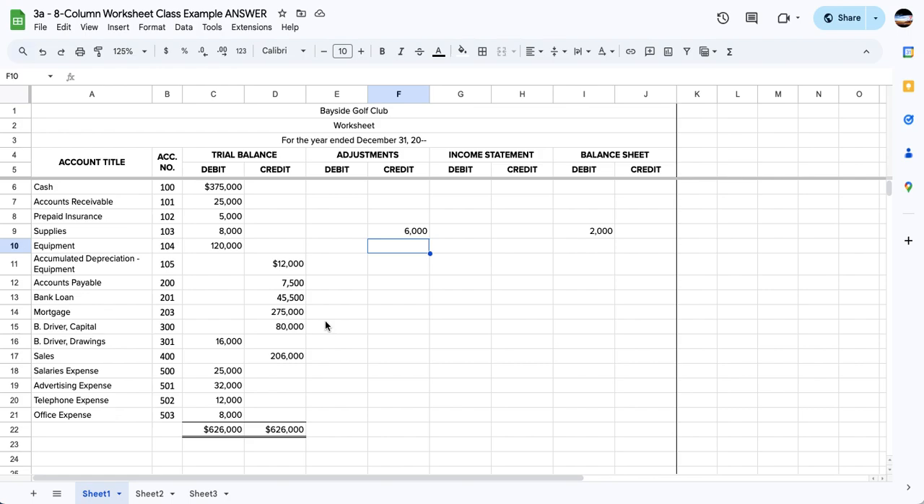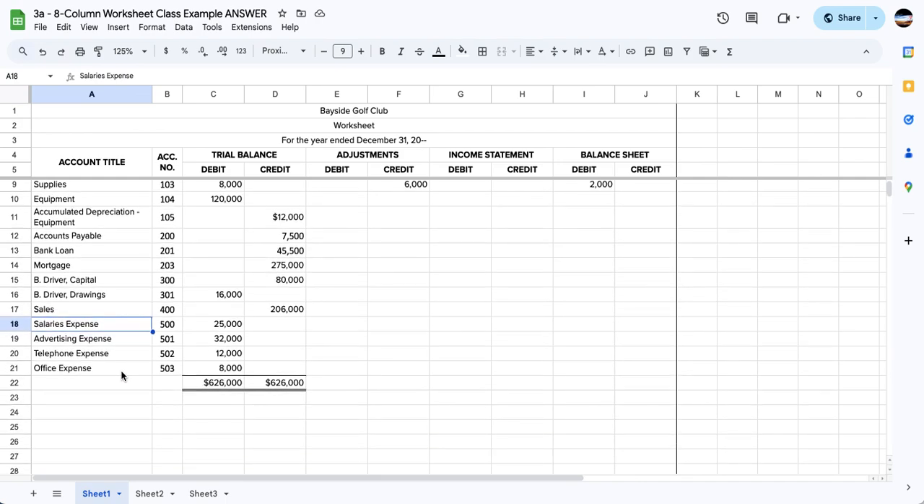If I go back to the previous unit, I know that I always debit an expense. So let's look down here, and I don't see a supplies expense. So that's a problem. But what I'll do is I'll just simply go down to the next available line. In this case, it's row 23. I'm just going to write in supplies expense. I'm going to debit it $6,000.